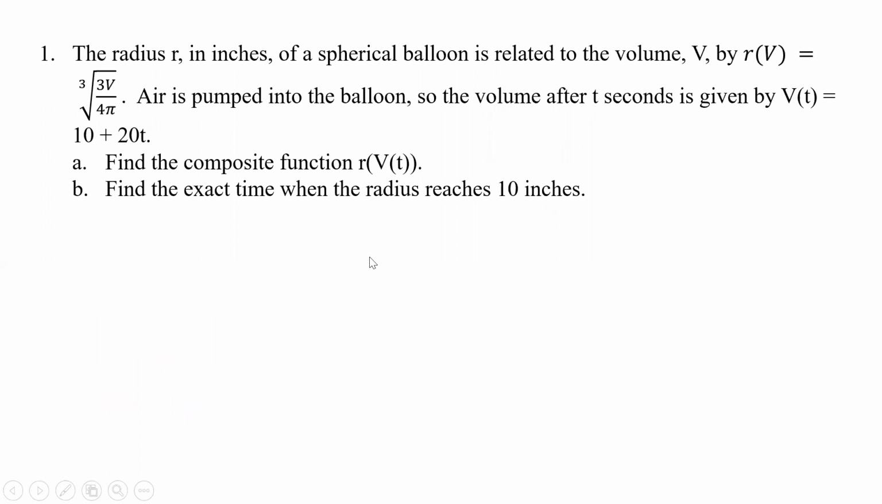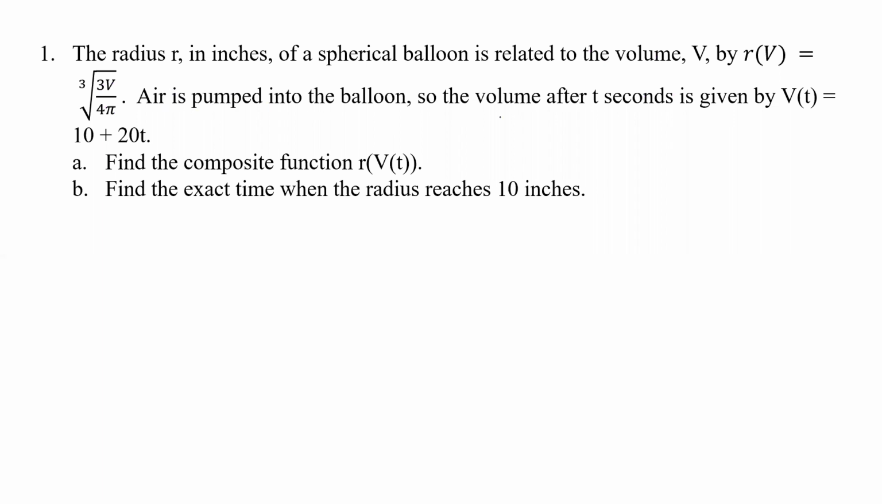All right, so now our last one is the last application problem. And here we have the radius r in inches of a spherical balloon is related to the volume V, capital V, by r of V equals the cube root of 3V over 4 pi. So that's what r of V is equal to. So r means radius.